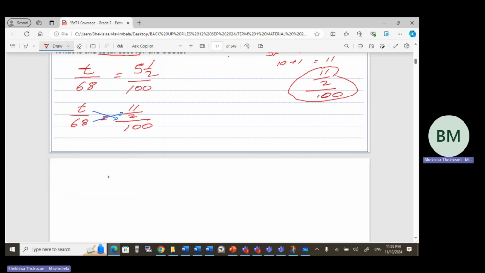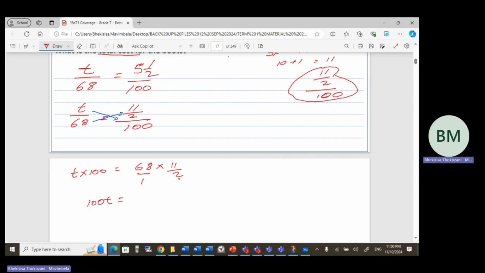All right, so we have T times 100, and we have 68 times 11 over 2. I'm going to make this 68 a fraction as well, 68 over 1. So now already I know this is 100T. We can simplify this.